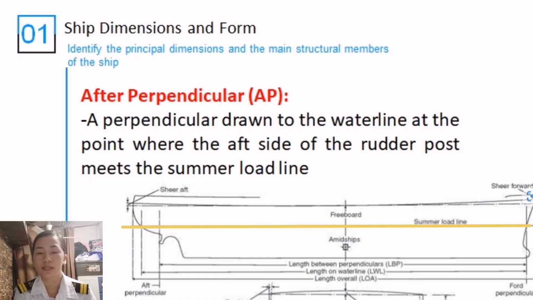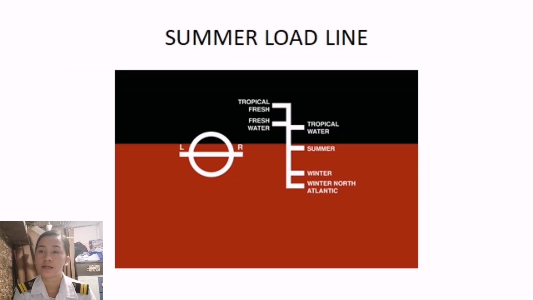The summer load line, class, is different in each ship. It does not always fall exactly on the line between the blue and the red part of our vessel. Some summer load lines are lower than that line, but they are labeled, just like here in the picture, with the word summer or the letter S.